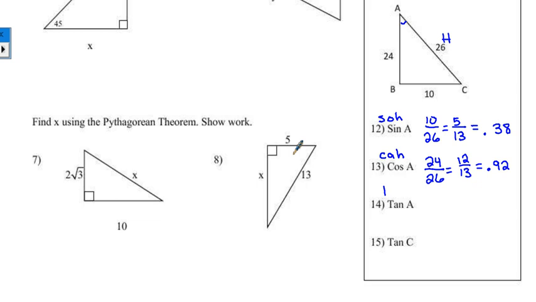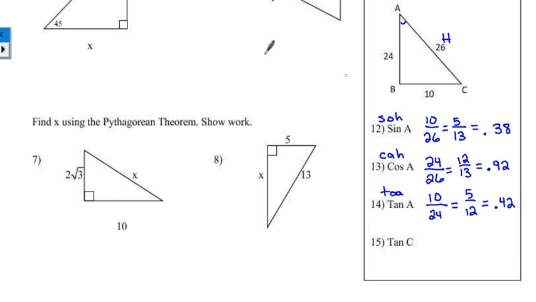Okay, tangent is TOA. So we're looking for opposite over adjacent for this. So the opposite side is going to be 10. The adjacent side to that A is going to be 24. And when you reduce that, that's going to reduce down to 5 over 12. The decimal form of that, rounded to the nearest hundredth, is going to be 0.42. Yep, the one with the 6 after it rounds up.